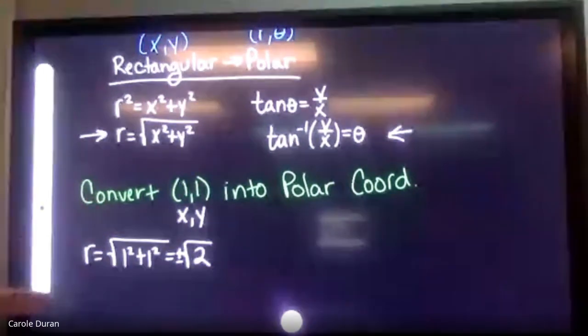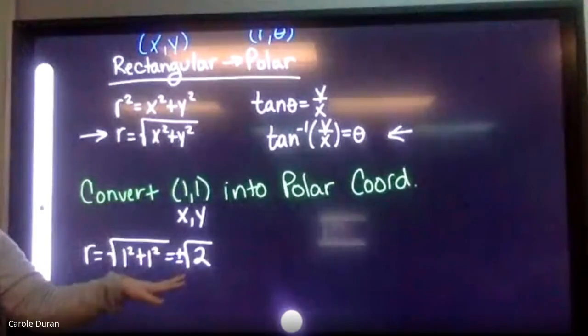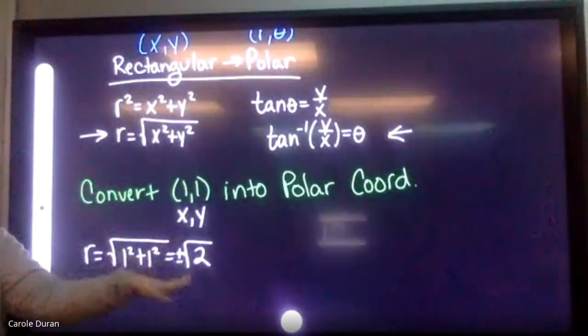Okay? Is anybody confused by how we got plus and minus square root of 2 for r? It's not a perfect square. You just leave it like this, yeah.